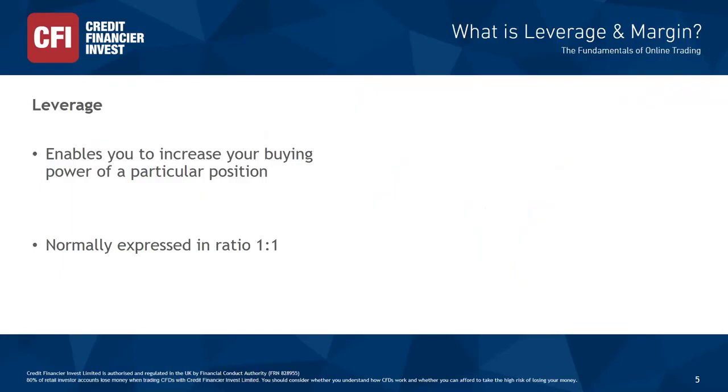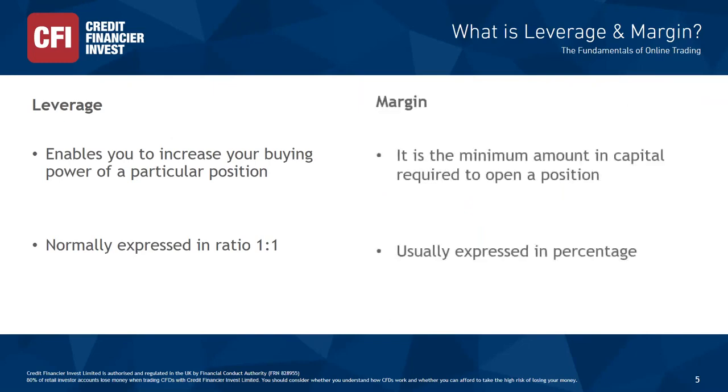So you will see a lot of 30 to 1, 400 to 1, 100 to 1, and so on. This is how leverage is usually expressed. Margin is the minimum amount of capital required to open a position, usually expressed as a percentage. So if the leverage in your account for that particular product is 30 to 1, then the margin will be 3.33%. So you can see they're similar, not the same, but very similar.